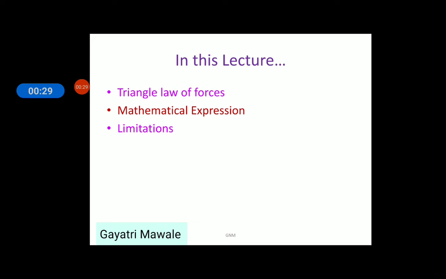In today's lecture, we will see triangle law of forces, mathematical expression for triangle law of forces, and we will discuss limitations of triangle law of forces.